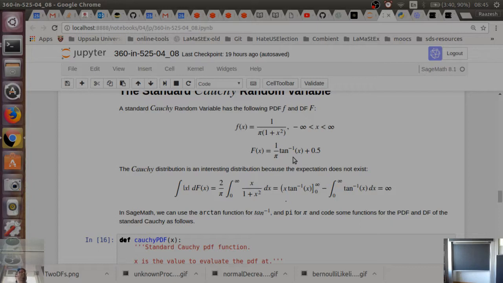What does it mean for the expectation not to exist? What is the expectation of a random variable? Okay, so we're going to just take a tiny break for 1 minute into the board.